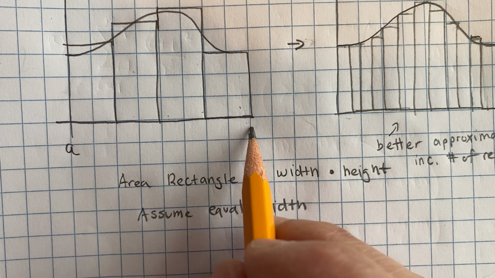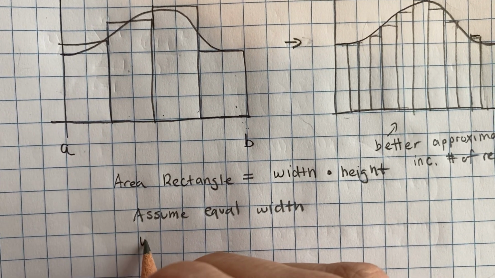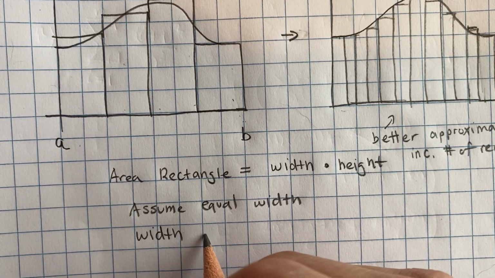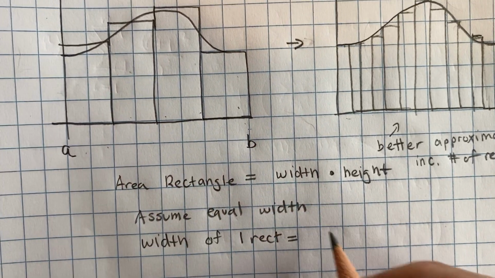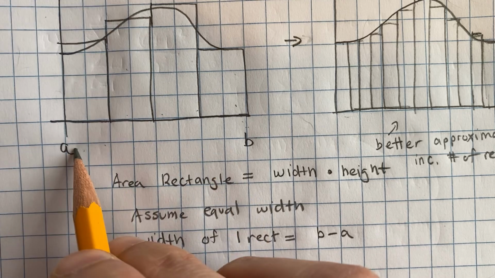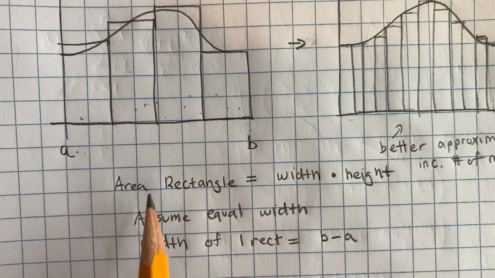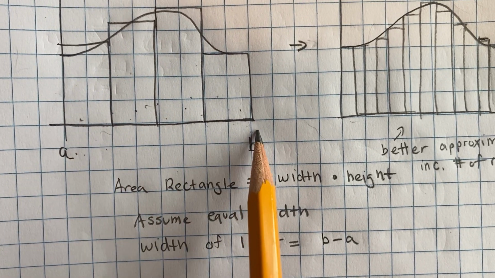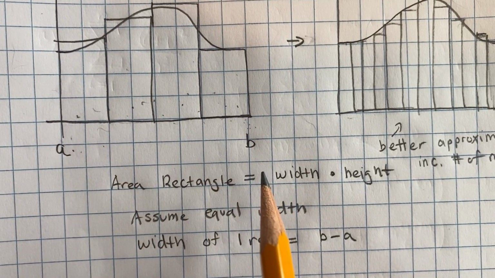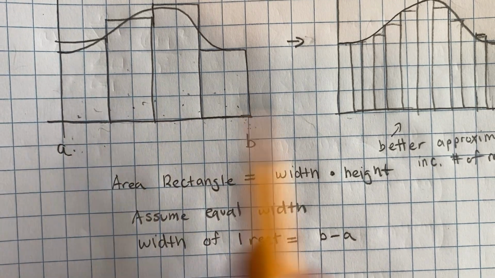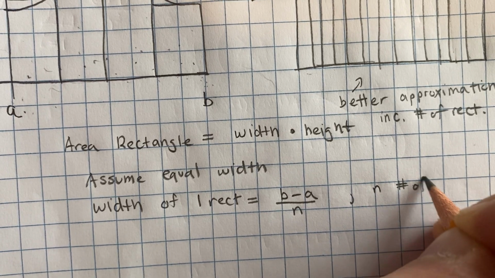What I can do is right minus left. I can write the width of a single rectangle is B minus A, right minus left, divided by the number of rectangles. In this case, I have four, and that would be the width of a single rectangle. So let's say this is 8, this is 0. 8 minus 0 divided by 4, the width would just be 2 for each one. So instead of calling it 4 rectangles, we'll just call it n. N is the number of rectangles.